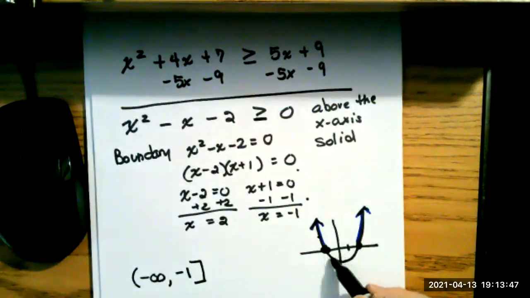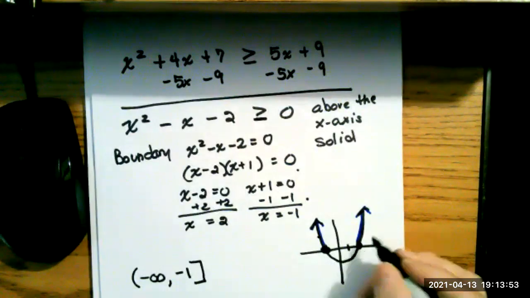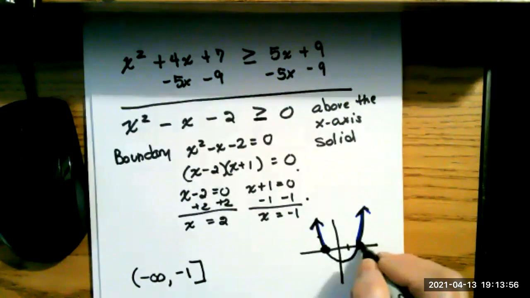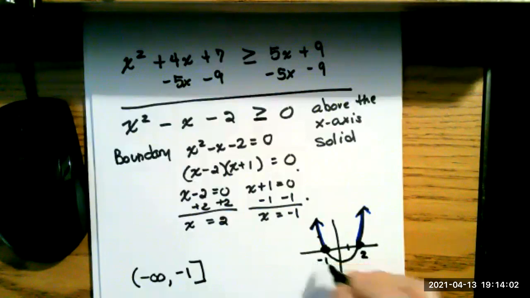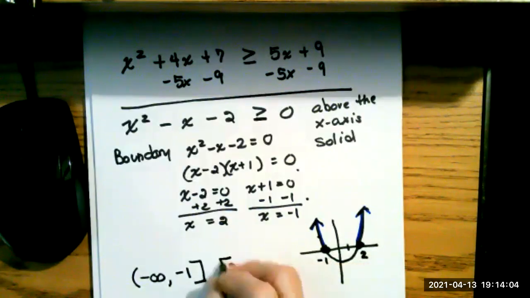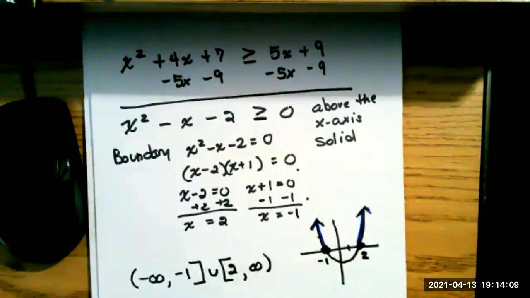Now, this part of the graph is underneath the x-axis, so I don't use it at all. It would be less than 0. But once I get started over here, what point is that? 2. Once I get to 2, it goes to positive infinity, and you can put a union in between it.